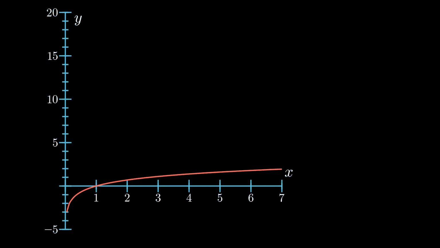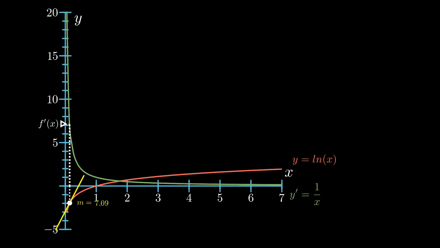And this should make sense geometrically if we just have a look at the graph of the natural log of x and its derivative, which is a hyperbola. You have a look at the gradient of the natural log of x and the y values of a hyperbola, they match up perfectly. So geometrically, it makes sense to get that result.